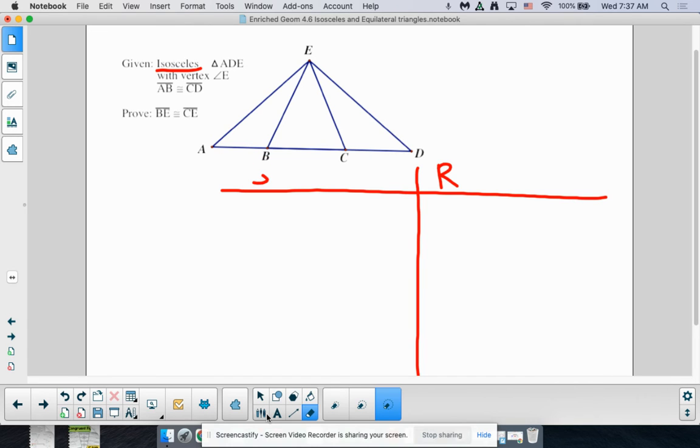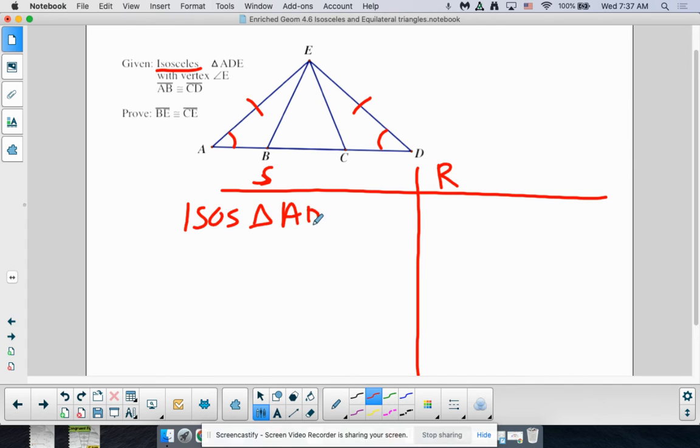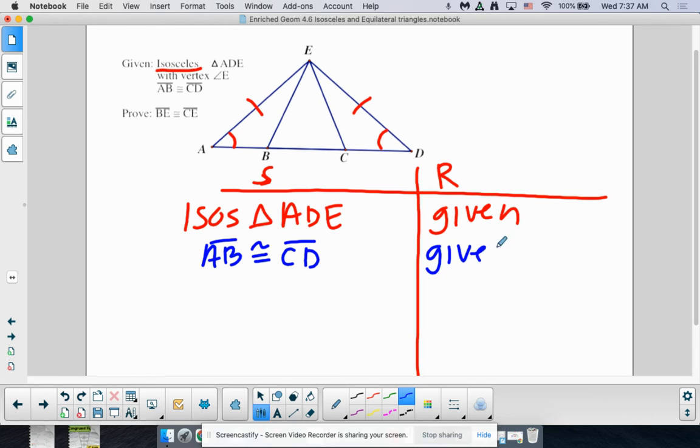Okay, so let's just start from the beginning. All right, so let's start with this isosceles triangle. So we're going to say isosceles triangle ADE. That's given. And then we're told AB is congruent to CD. Given.